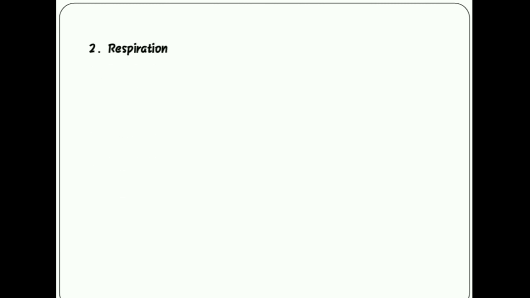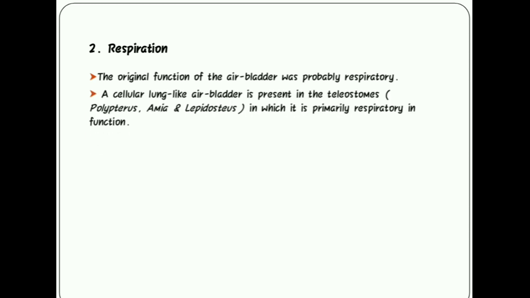Now we are discussing the second function of the air bladder. It is known as respiration. The original function of the air bladder was probably respiratory. A cellular, lung-like air bladder is present in teleostomes like Polypterus, Amia, and Lepidosteus, in which it is primarily respiratory in function. Polypterus uses the air bladder for respiration.